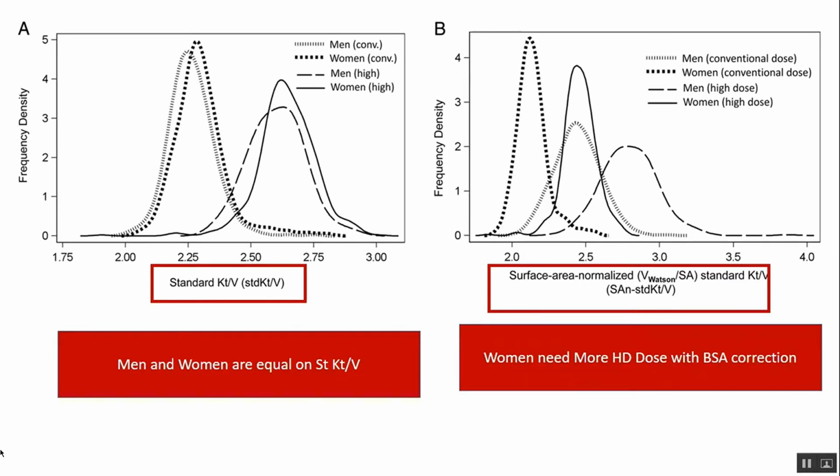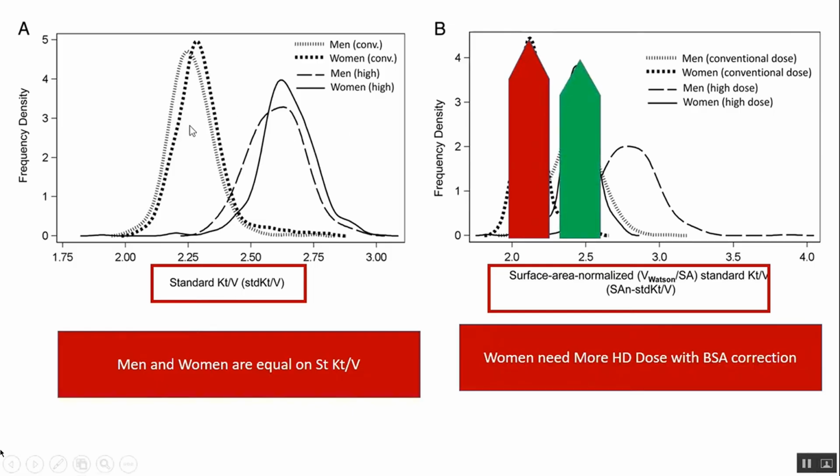لما نيجي نبص على الستاندرد KT over V في الباراجراف ونيجي نقارنه بالسيرفيس اريا نورماليزد ستاندرد KT over V هنلاقي ان الومن got less hemodialysis doses. Subsequently, KT over V, no difference when assessing the volume of distribution of urea. But if we divide the KT over surface area, we found that the females got less hemodialysis doses.